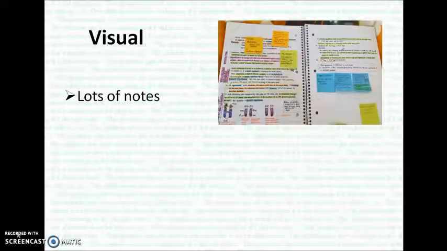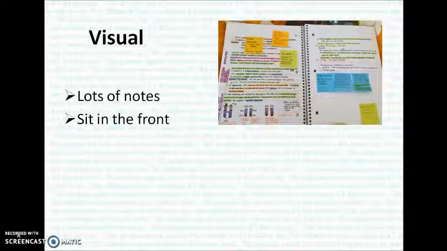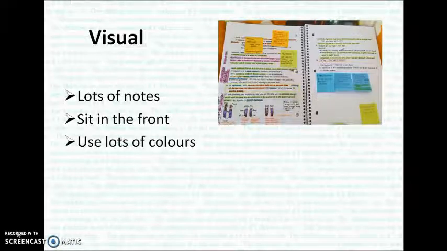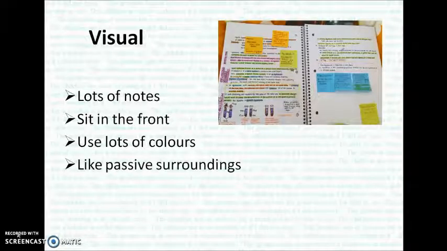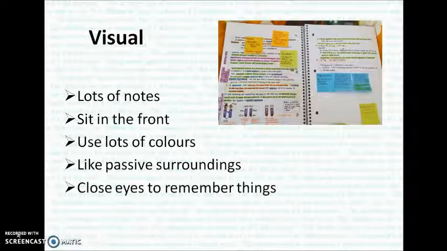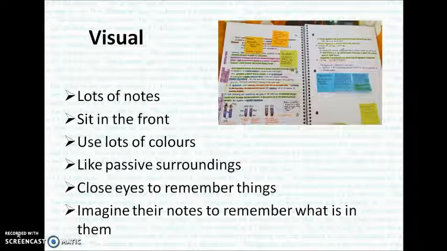The learners with visual learning style focus on input that they can see. They take lots of notes and often sit in the front, from where they can see best. They also use lots of colors to make parts of their notes stand out. Passive surroundings help them concentrate. Visual learners have good visual memory. They close their eyes to remember things and often imagine their notes to remember what is in them, for example, on an exam.